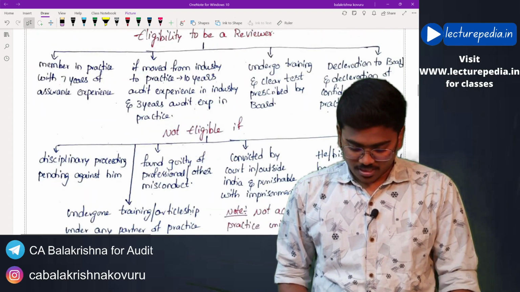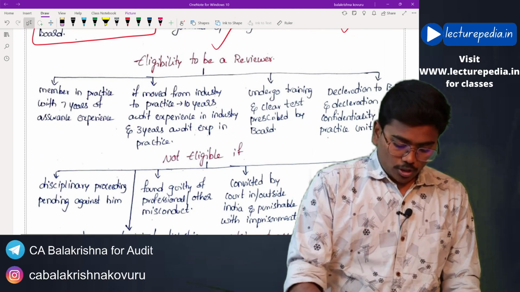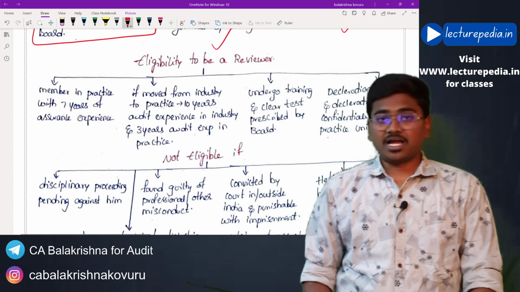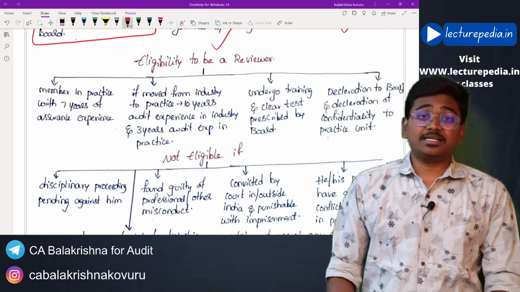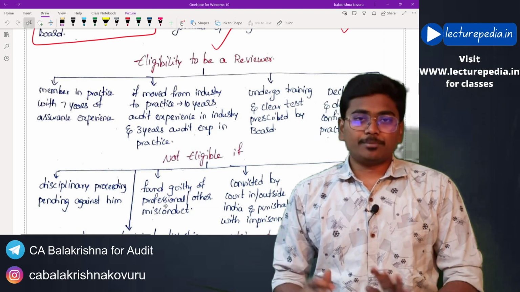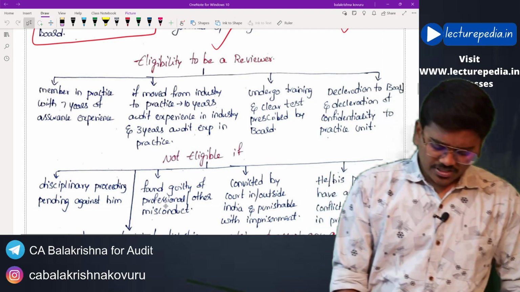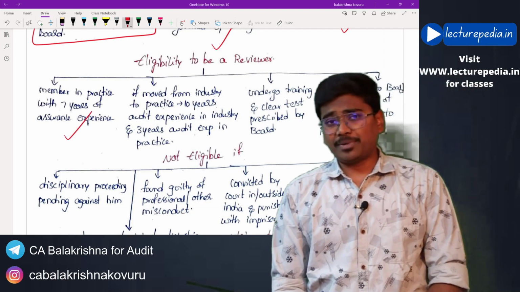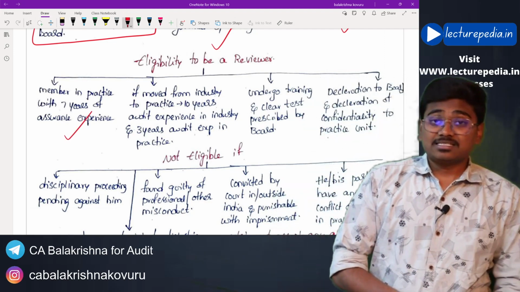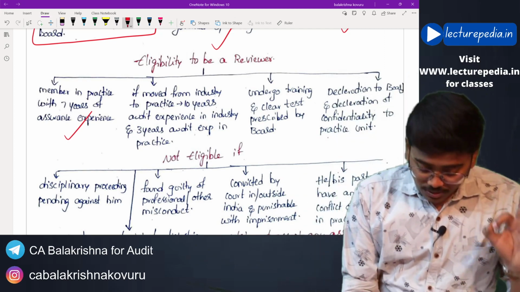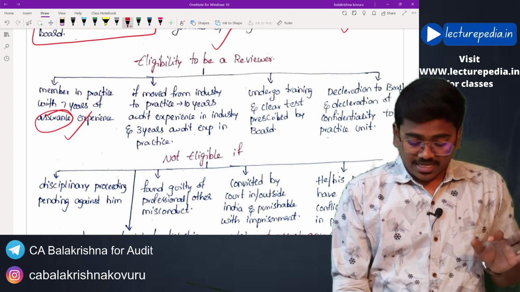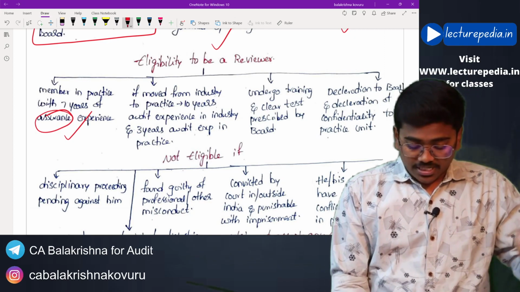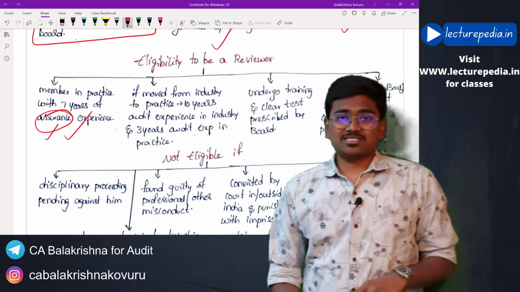next, now in order to appoint a particular person as a peer reviewer, there are certain eligibility criteria that has to be satisfied by that person. What are they? First one, he should be member in practice with at least 7 years of assurance experience. Okay, not audit experience. Earlier it was audit experience, now it has been changed to assurance experience.